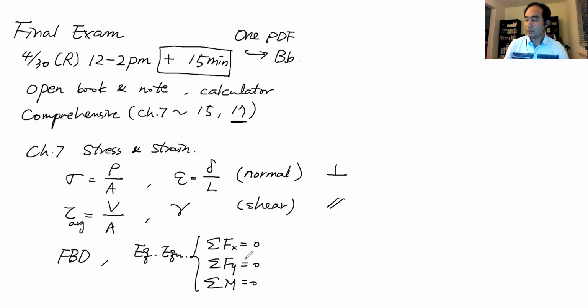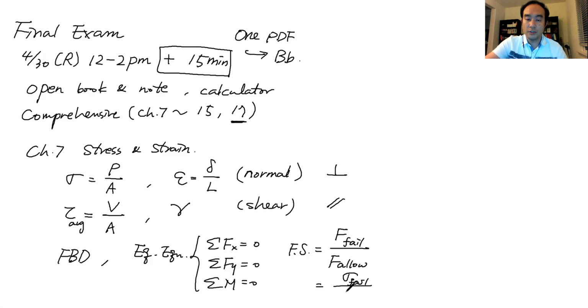We also talk about the factor of safety at the end of this chapter 7. Factor of safety is a safety margin. It is a ratio between the real failure value to the allowable value. Or we can also say that in terms of stress, it is sigma failure divided by sigma allowable. Okay, so that's the definition of factor of safety.